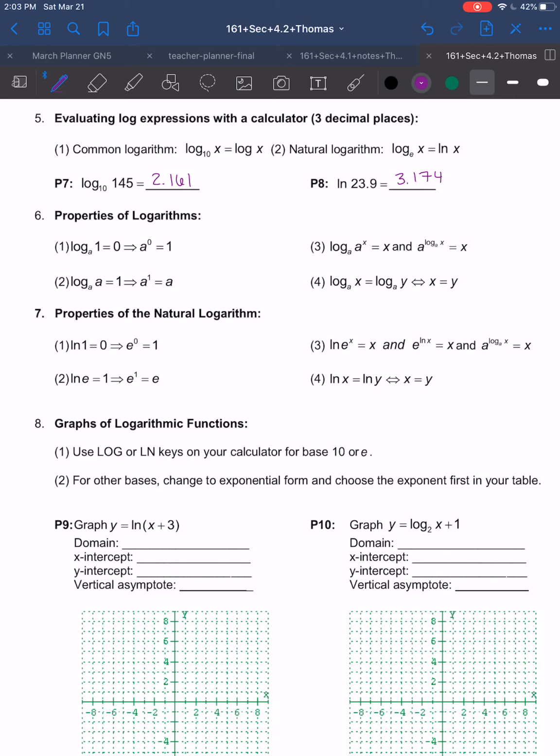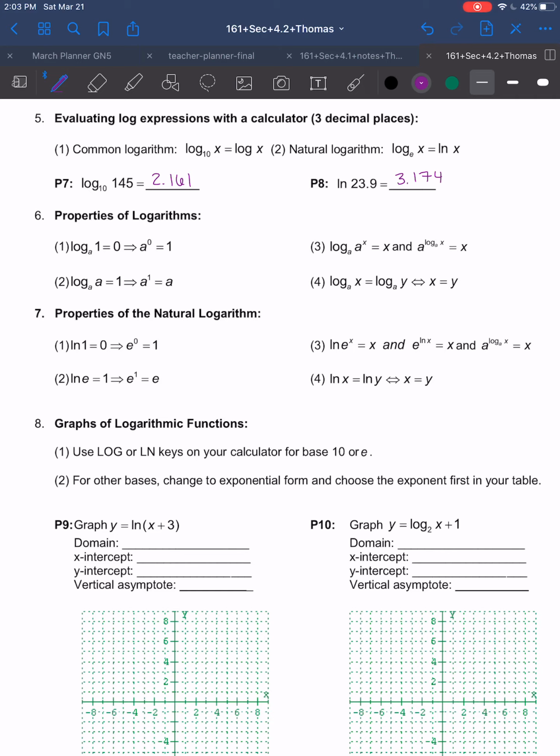And then the next one, if you have a to the log base a of x power, you're going to get x. They're just going to negate each other. And then if you have log base a of x equals log base a of y, you can drop the logs and say x equals y.